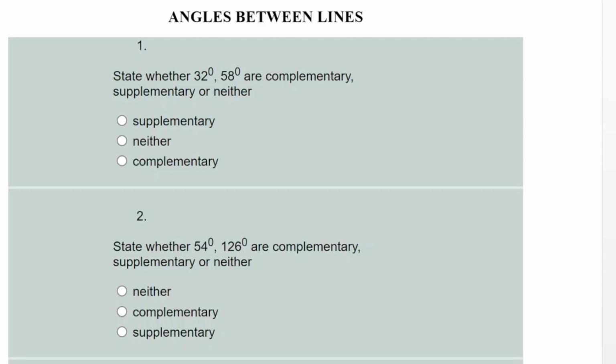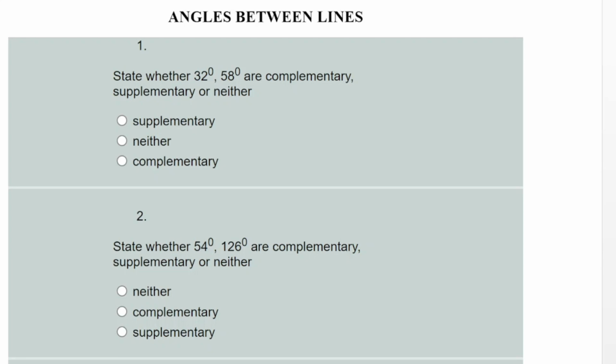So in this class, we want to look at corrections to angles between lines. So that's what we want to look at in this video. The first one we have there, the question asks us to state whether 32 degrees and 58 degrees are complementary, supplementary or neither. Complementary angles are angles whose sum gives us 90 degrees, while supplementary are the ones that give us 180 degrees.